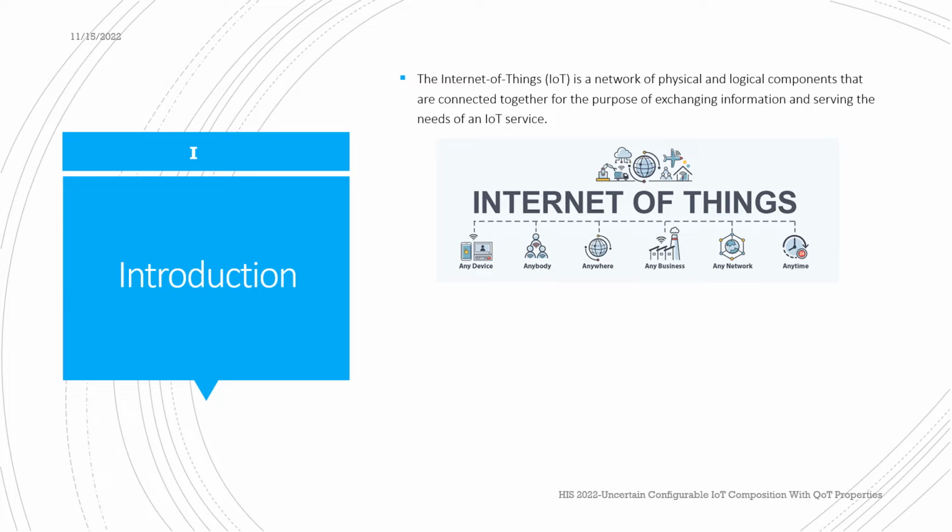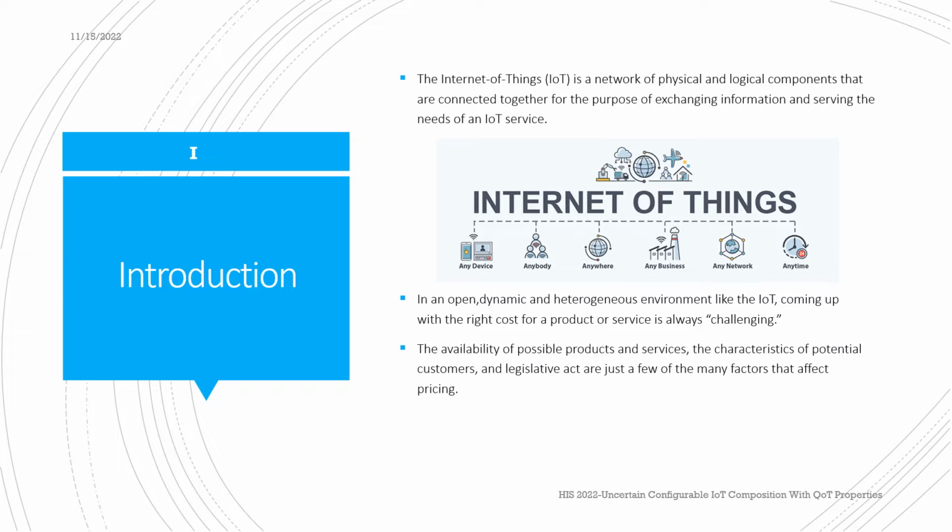With respect to introducing the context of our work, which is the Internet of Things, that is a network of physical and logical components that are connected together for the purpose of exchanging information and serving the need of an IoT service. In an open, dynamic, and heterogeneous environment like the IoT, coming up with the right cost of a product or service is always challenging. The availability of possible products and services, the characteristics of potential customers, and legislative act are just a few of the many factors that affect pricing. IoT is another ICT discipline that would benefit greatly from the ability to differentiate similar things.